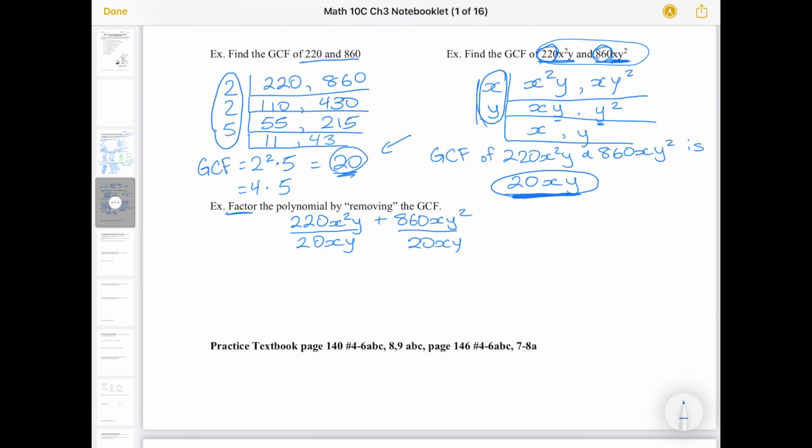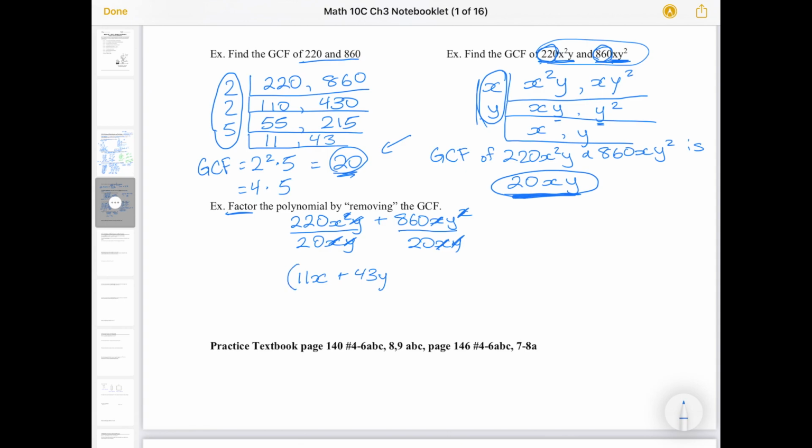Well, 220 divided by 20 is going to give me 11. X squared divided by x, one of these cancel, and I'm left with x, and y divided by y, that cancels out completely. And now I am going to look at my 860. So 860 divided by 20 will give me 43. And my variables, so x and x cancel, and y squared divided by y, one of them cancels. So that's 43y. So that's me removing the GCF.